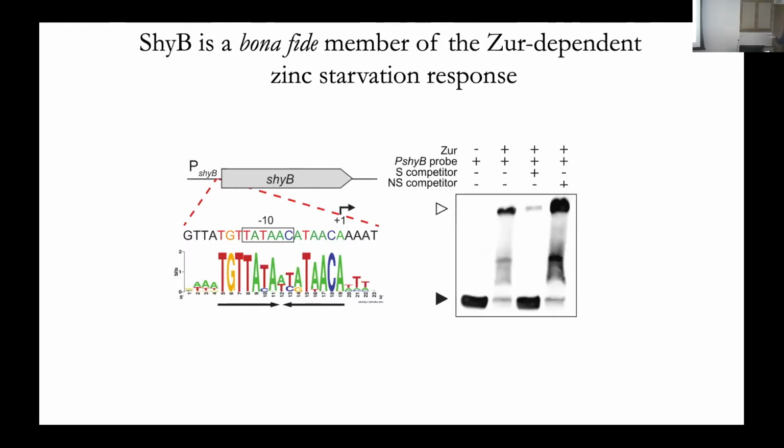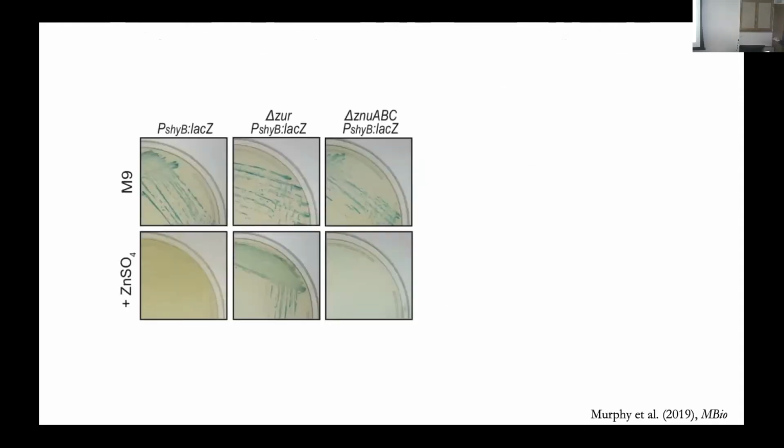So we validated binding of the promoter with an EMSA assay. So this just shows that Zur indeed binds to the ShyB promoter. So it seems like it all checks out, and ShyB is a bona fide Zur controlled gene. Biochemistry is fine, but I kind of like genetics. So we also wanted to see that it checks out genetically.